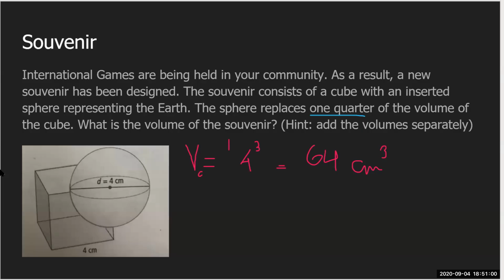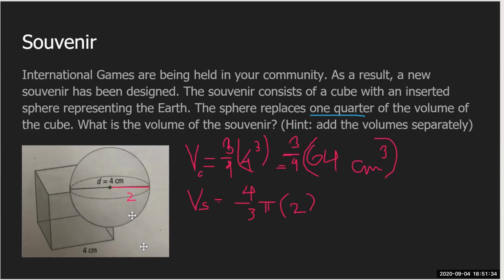Now to calculate the volume of the sphere, we need the radius. Over here it doesn't actually give you the radius, it gives you the diameter. So we have to find the radius, which is really just dividing the diameter by 2. Dividing 4 by 2, the radius is 2. Then calculating with our formula, 4/3 times pi times 2 cubed, which gives us 33.51 and a bunch of decimals.